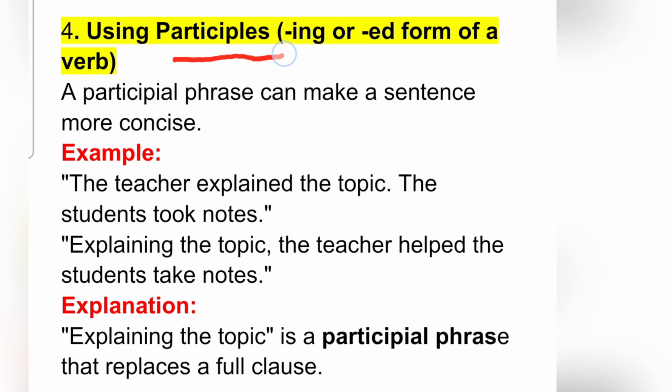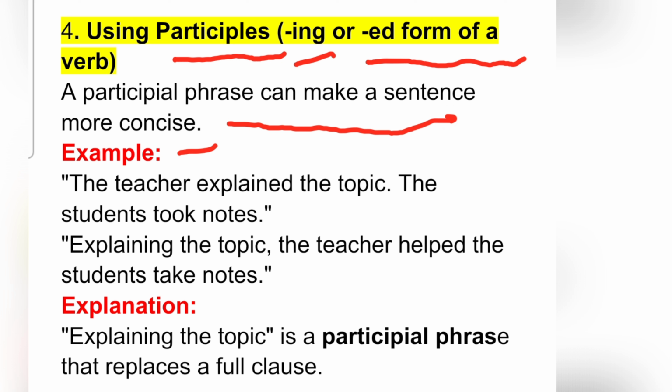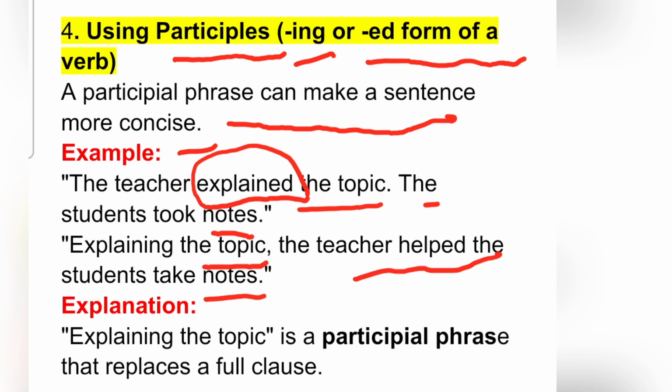Another one we can see using participles, means ing and ed form of a verb. So a participle phrase can make a sentence more concise, means more clear. The teacher explained the topic, the students took notes. Now explaining the topic. So here we have changed explain into ing form. Explaining the topic, comma, the teacher helped the students take notes. So explaining the topic is a participle phrase that replaces a full clause.